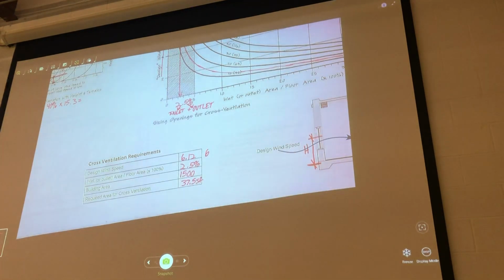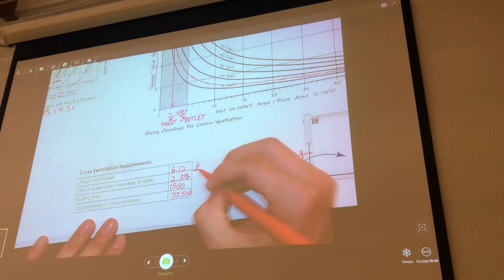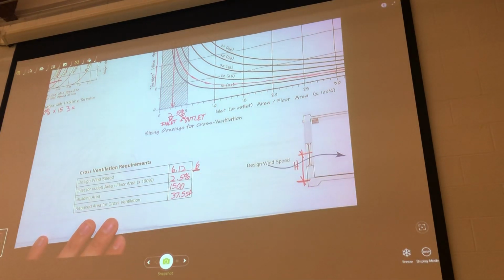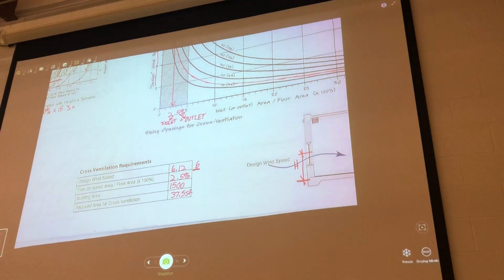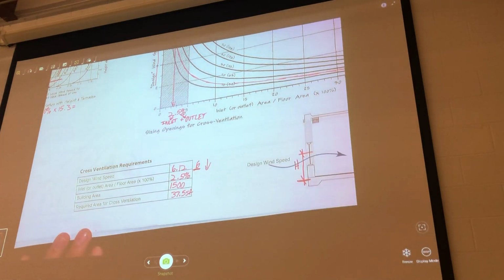So you can see that cross ventilation, as far as a strategy goes, is definitely a lot better. But remember, it's going to work only if we have at the bare minimum 6 miles per hour worth of wind. So that means we have to have at least the average amount of wind. If there's anything less than 6 miles per hour, it's not going to work.